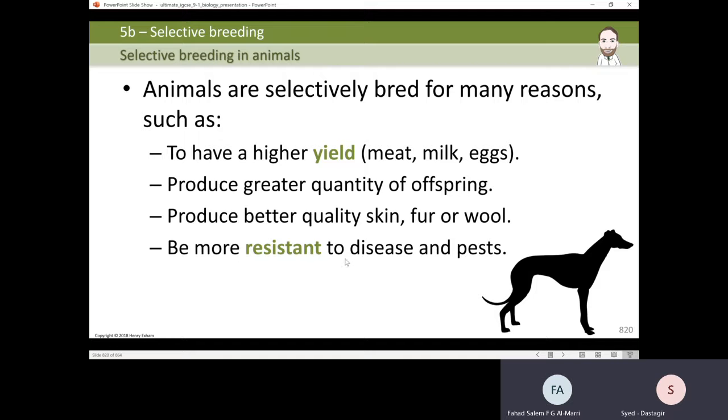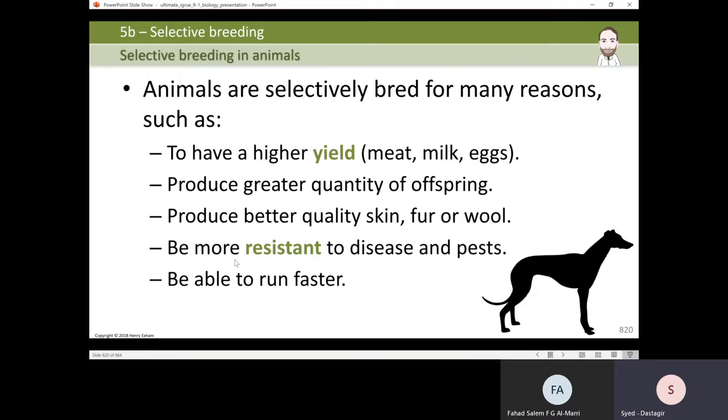Yes. Can selective breeding happen between two different species? For example, lion and tiger. Yes, ligers are produced. However, these new species, ligers, they cannot reproduce themselves.